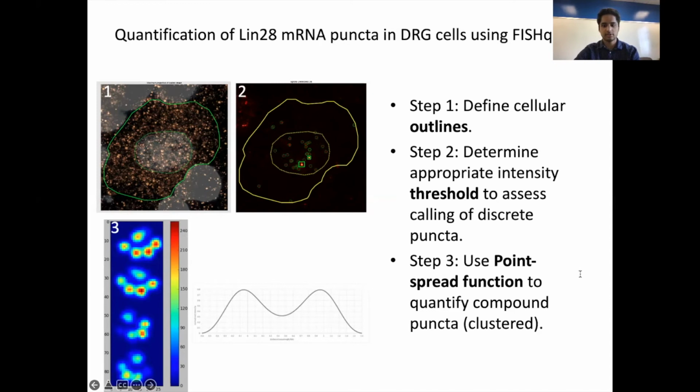The parameters for detection are manipulated by assessing the program calling of puncta boundaries, followed by visualization. Lastly, the compound puncta or clusters of puncta are quantified using a point spread function. An average punctum is identified using the average fluorescence intensity and volume of all the discrete puncta, and a 3D point spread function based on this average punctum is then fit to all of the clusters. And the resulting peaks are called. The number of peaks is taken to mean the number of present puncta within the cluster.